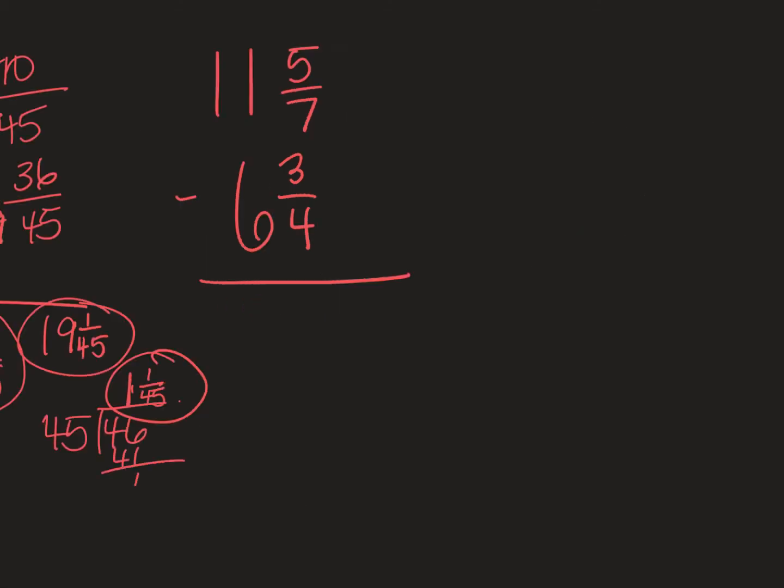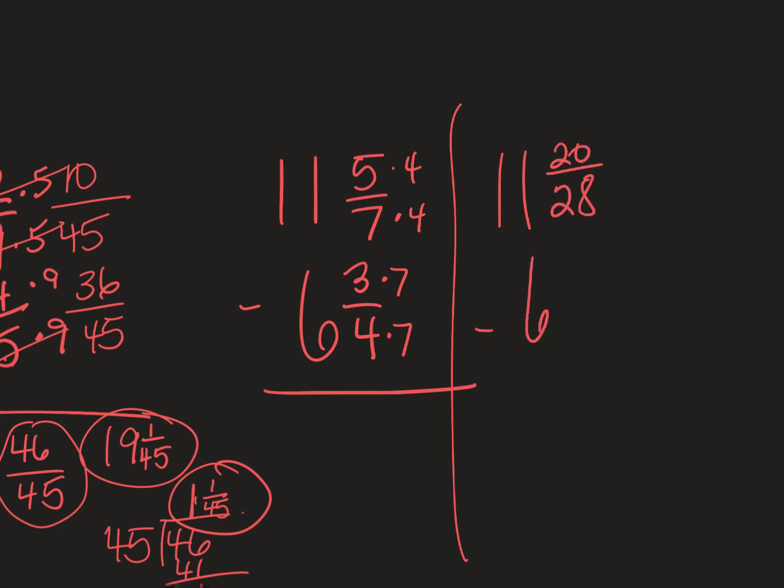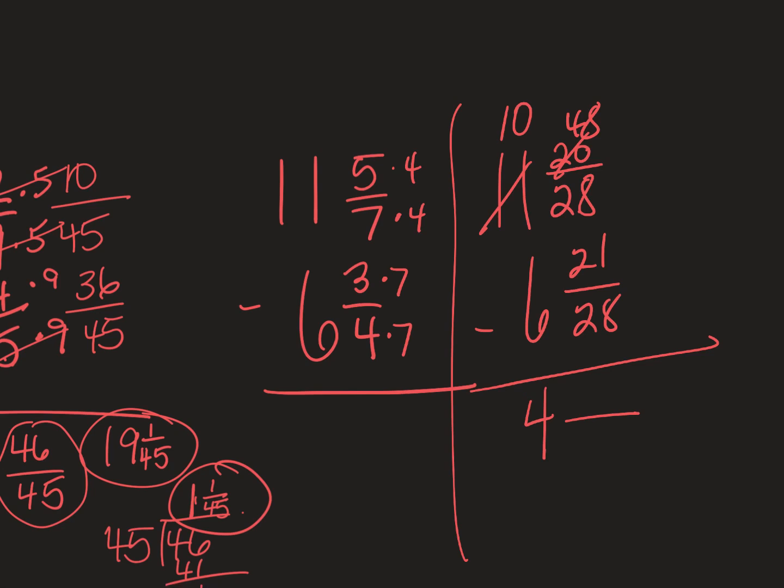All right, let's do this next one here. This one is subtraction. Same thing. Times 7, got it from here, times 7, times 4, times 4. 11, 20 over 4 times 7 is 28, minus 6, 21 over 28. I'm going to have to borrow again, make him 10, add 28 to 20, and that gives me 48. Now I'm ready to subtract, and I'm going to get 4. And 48 minus 21 is 17 over 28. And that is in lowest terms, so there's no other reducing there.